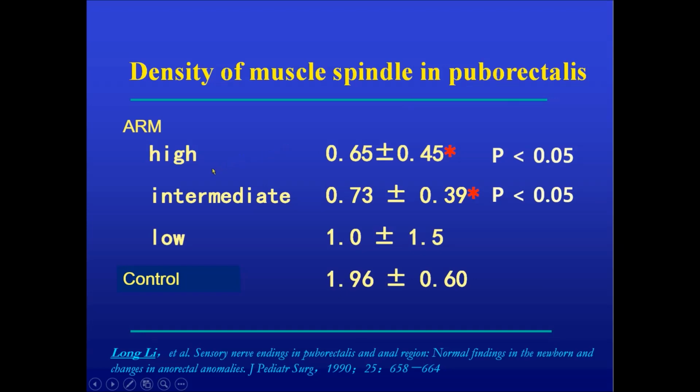We also investigated the density of the muscle spindle both in normal and in ARM. It was found the density in the puborectalis in high ARM is about 0.65, intermediate about 0.73. However, in normal, the density is about 1.96. So the density of muscle spindle in high and intermediate ARM is significantly lower than the normal.